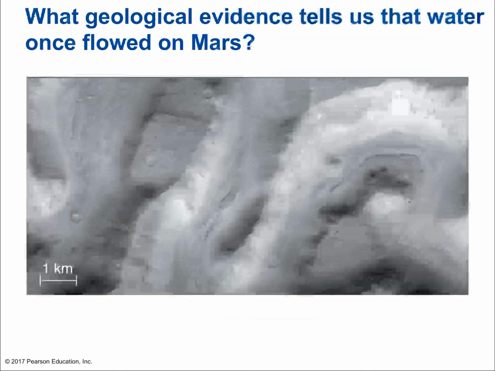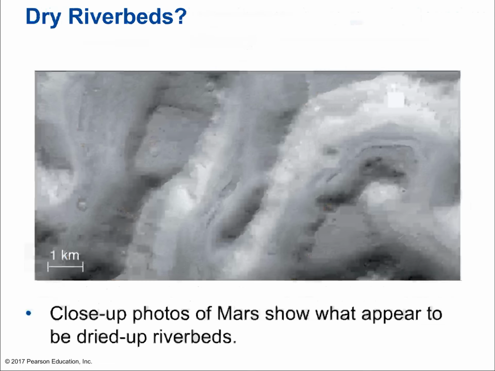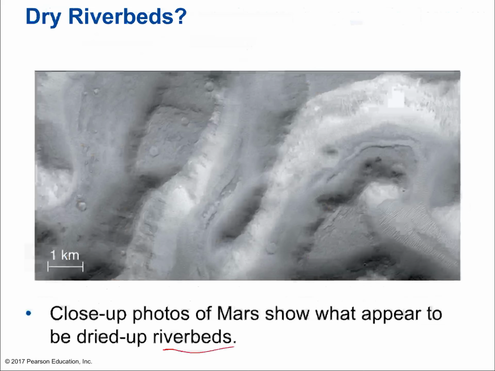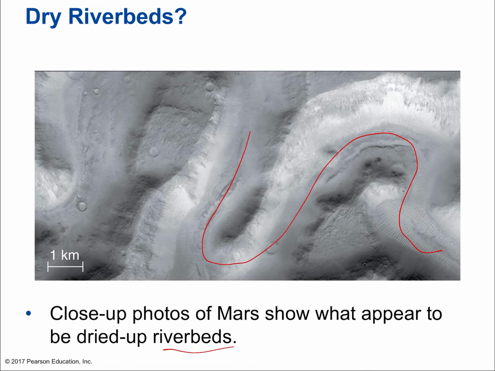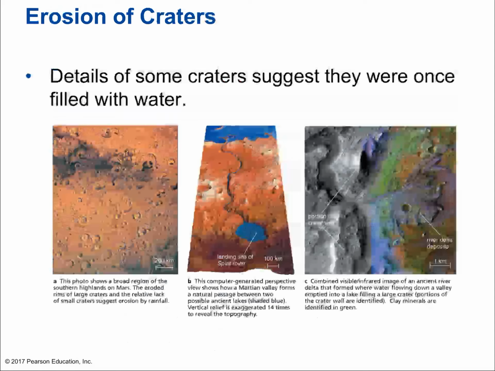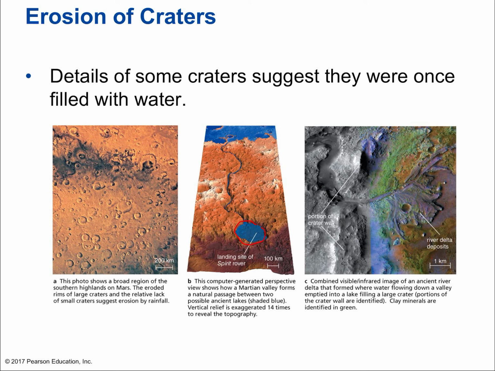And what about geological evidence that tells us that water once flowed on Mars? Well, close-up photos of Mars show what appear to be dried up riverbeds. Doesn't this look like a flow of water? Yeah, it does, and there's a lot of evidence of that. Details of some craters suggest that they were once filled with water. Here's a model, where the vertical scale is exaggerated, that shows what looks like would have been a lake and then a drainage from that lake. Because otherwise, why is there this cut that leads out of a crater? Furthermore, we see this alluvial river delta deposit. All really compelling evidence that water once flowed on the surface of Mars.